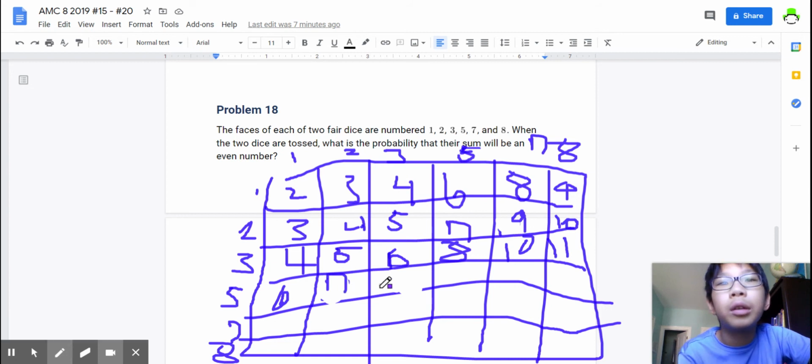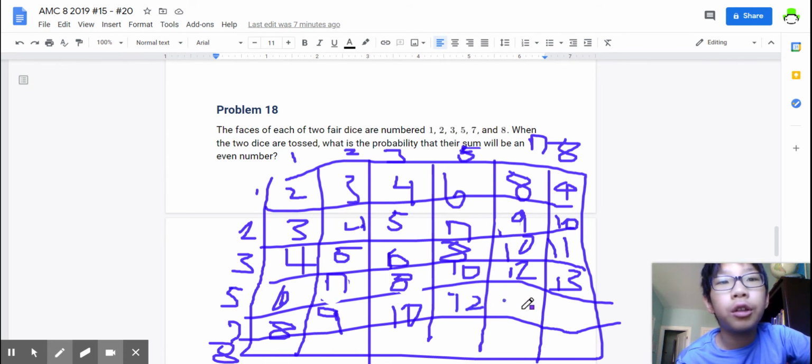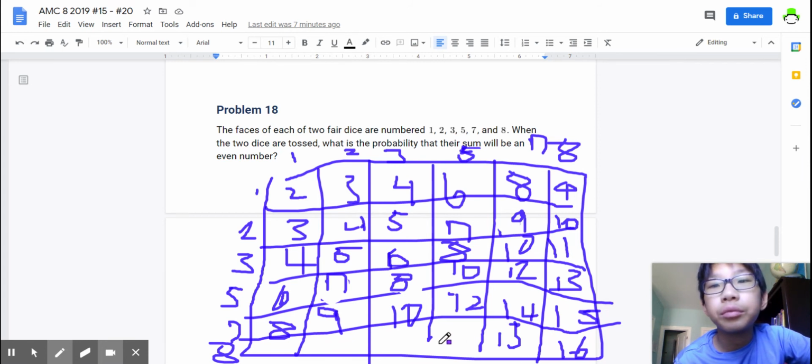So we can continue like this, and we can count out how many there are. Now, like I said, there's obviously a faster way to do this, but this way, if you have the time, it's an interesting option. So I'm almost done. And here we have it.